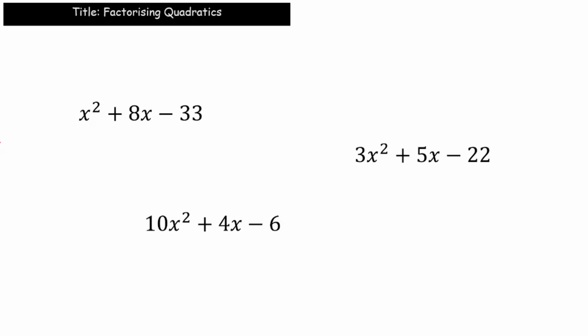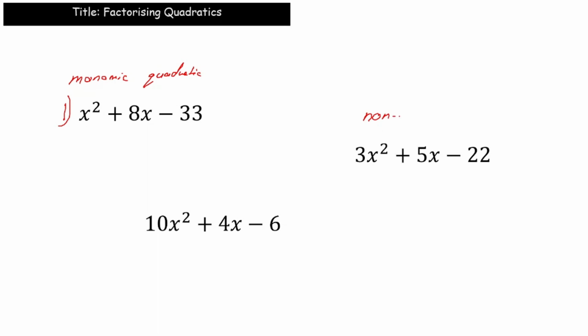So what we're going to do is have three different types of questions here. The first thing we're going to do is the very basic, what's called monic ones. These mean that the value in front of the x squared is a 1. I'll go through some little tricks, but you can skip through that. So this is monic quadratics. The next lot is these non-monic ones.